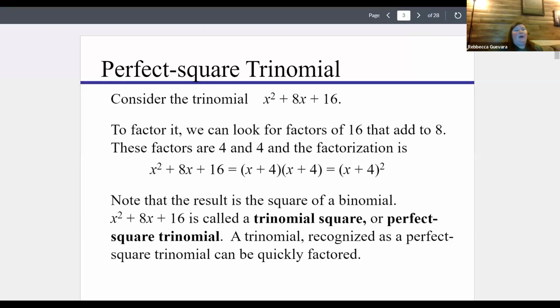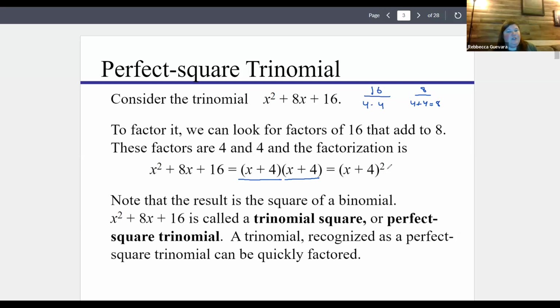All right, so what we mean by a perfect square, we want to consider the trinomial x squared plus 8x plus 16. To factor it, we can look for factors of 16 that add to 8. What we would end up finding is 4 and 4, and those sum to give me 8. So we can factor this into x plus 4, x plus 4, or another way of saying it, it's just x plus 4 squared.